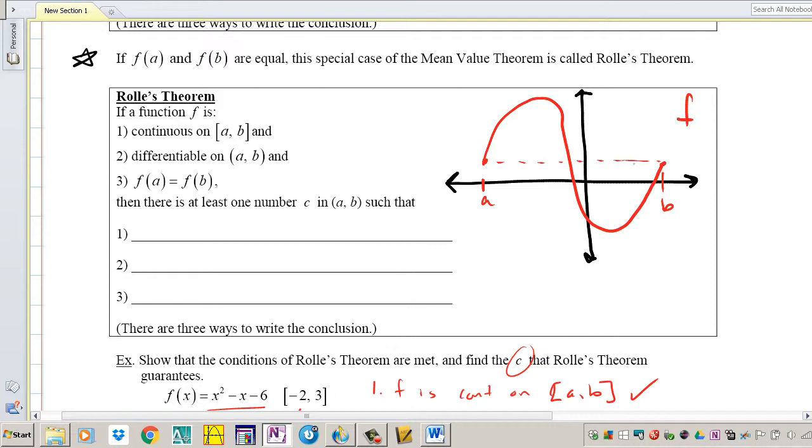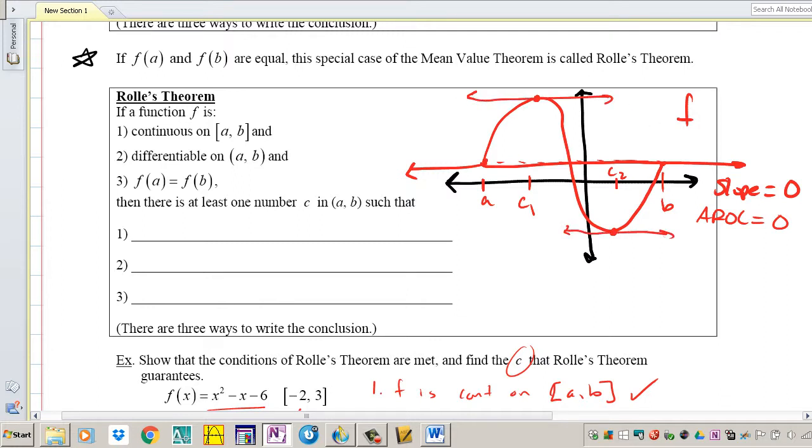If I take the average of A to B, I have a straight line. What is the slope of this straight line? 0. So my average rate of change is 0. Now, how many times does my derivative have 0 in this graph? Once and twice. They always occur where there is a minimum and a maximum value. Slope of 0, slope of 0.